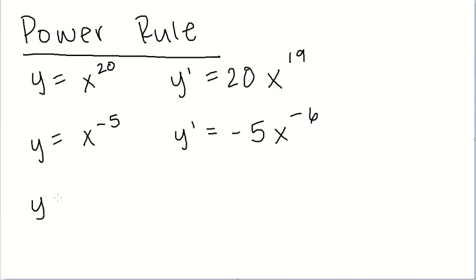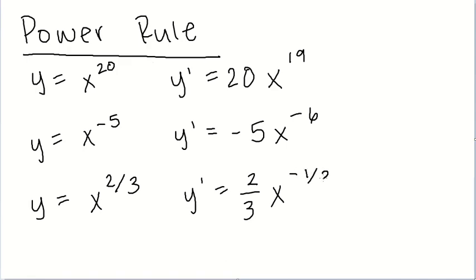What if we had y equals x to the 2/3? What happens when our exponent is some fraction? And again, it's going to be the exact same process for y prime. We're going to take the exponent, we're going to put it out front. So 2/3 is going to go out front, and then we're going to subtract 1 from the exponent. 2/3 minus 1 is going to be negative 1/3.